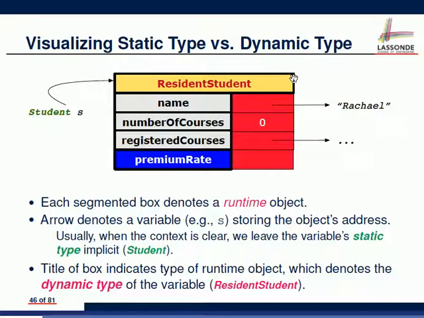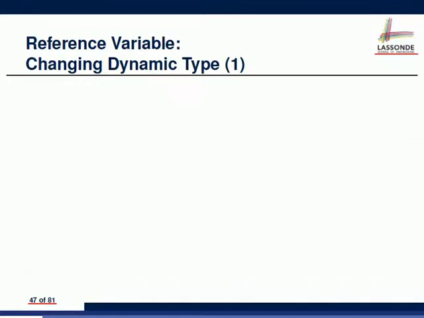So what does it really mean when a dynamic type changes? It means you get another box at runtime, and then you simply change the arrow to point to something else. In that case, you're changing the dynamic type. But the static type for this variable never changes. It's only the box that is going to change. Now, there are two ways to change the dynamic type. I'll show you both.